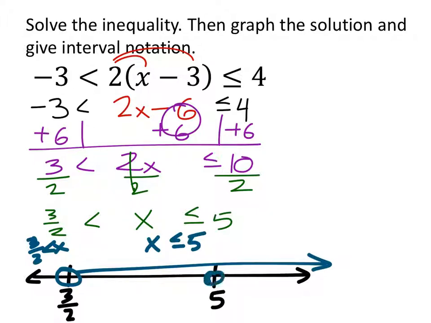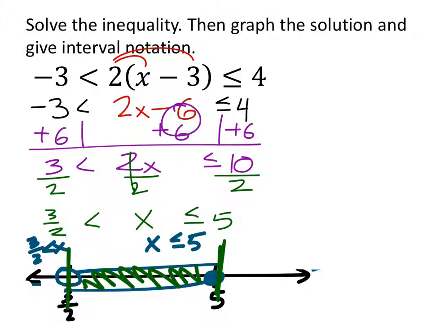So at 5, that would be a closed circle going to the left. But we know, just based on the original inequality, that it's all the values sandwiched between these, meaning that these would stop at 3 halves and 5. So we can put a barrier between these two, and all the values in between would make the original inequalities true. The last thing we need on this is the interval.